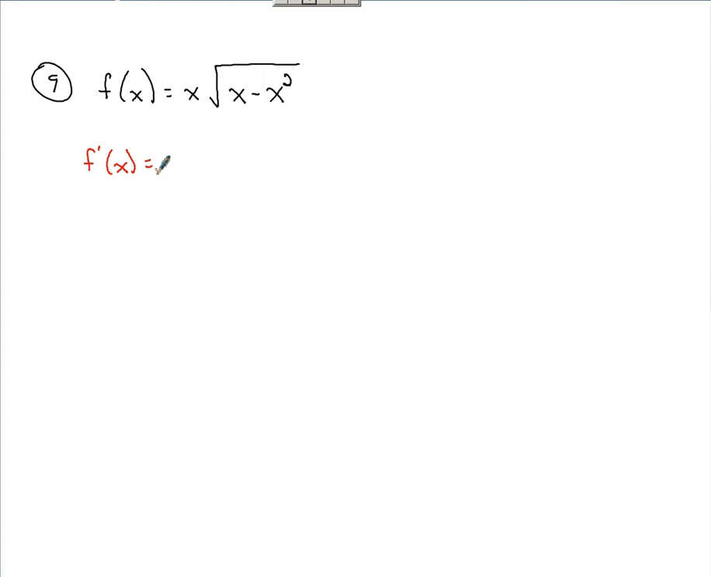we've got a product because it's x times that root. So we'll start with the derivative of x, which is 1, times that root, x minus x squared, which I'll change over to a power 1/2. Continuing the product rule, we add on x times the derivative of that x minus x squared raised to the 1/2. So we bring down the 1/2, multiply by x minus x squared, subtract 1 from the power, multiply by the derivative of the inside. So inside derivative is going to be 1 minus 2x.